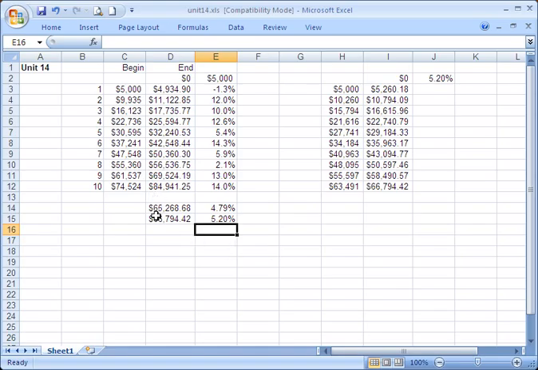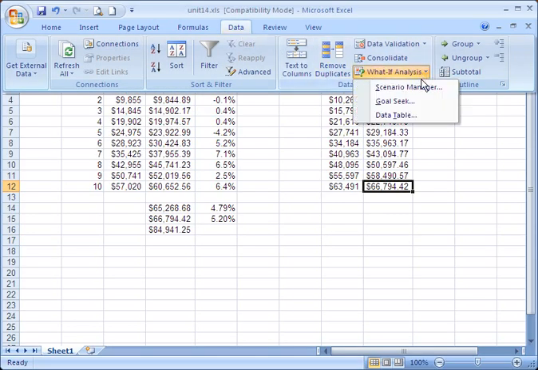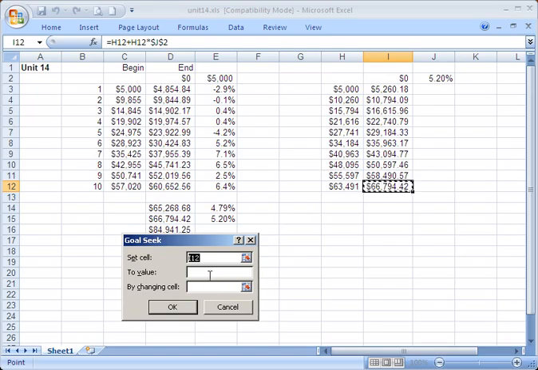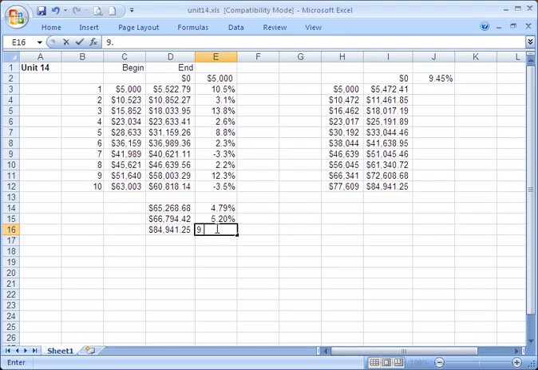Here's a third case to look at. In this case, we ended up with a much higher amount, $84,941.25. Here's the goal seek that tells us what IRR corresponds to that final amount. The answer is 9.45%.